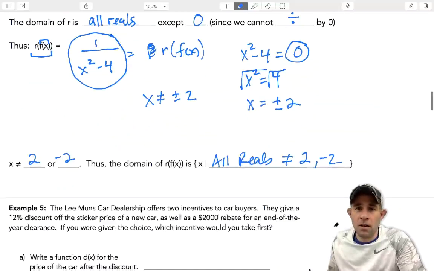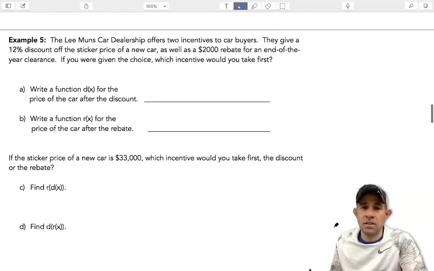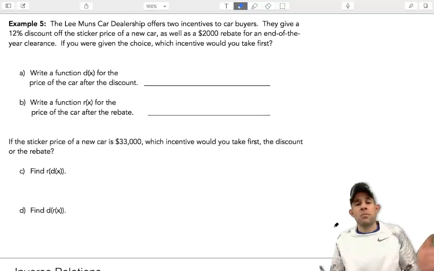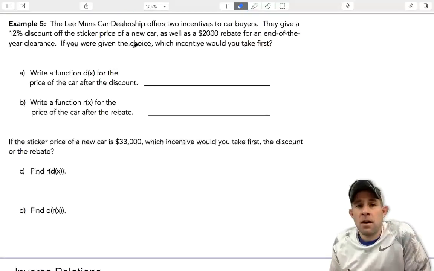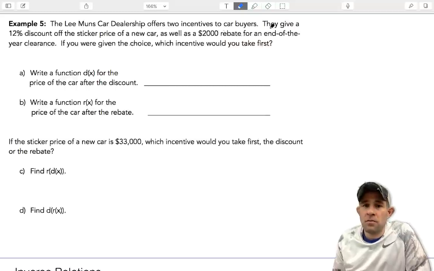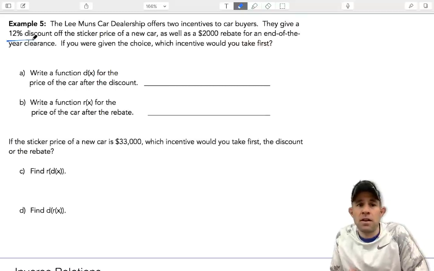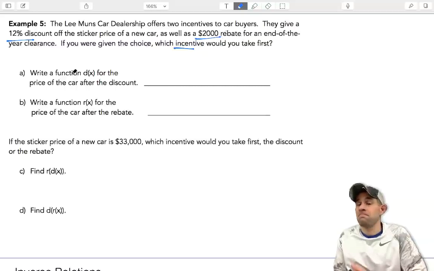All right, let's do an application of this type of function. We see that the Le Mans car dealership has two incentives for buyers. They give a 12% discount off the sticker price as well as a $2,000 rebate at the end of the year. So if you were given the choice, which would you choose first? Would you take the discount first or would you take the rebate first?